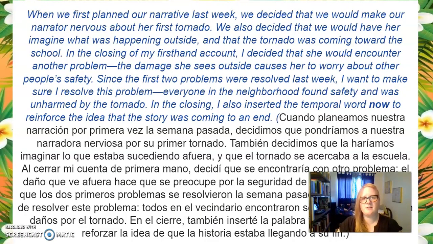When we first planned our narrative last week, we decided that we would make our narrator nervous about her first tornado. We also decided we would have her imagine what was happening outside and that the tornado was coming towards the school. In the closing of my first-hand account, I decided that she would encounter another problem. The damage she sees outside causes her to worry about other people's safety.